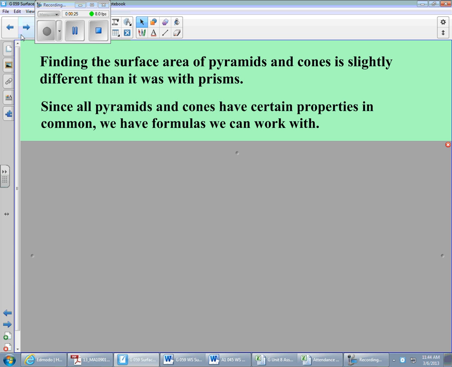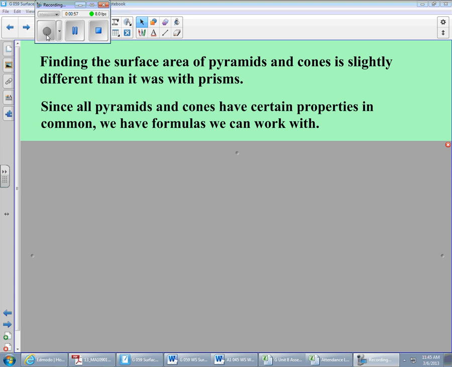Pyramids and cones have more things in common with each other than prisms did. Since they have these things in common, it's going to make it a little bit easier for us, as far as not having to go through and look at nets and figure out all the different shapes and all the different formulas that go with those shapes, and then working out all those areas and adding them all together. When it comes down to the figures that only have one base, you're going to have formulas that go with them.